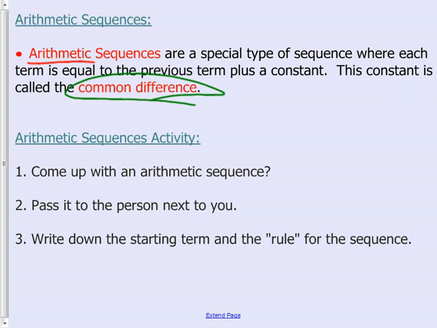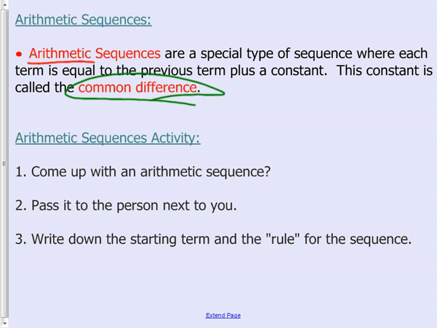All right, this activity I would like to actually try. You're going to come up with a sequence. You're going to pass it to the person next to you. Actually, you're just going to turn your iPad their way. And then you're going to try to figure out the first 3 terms, just to save us time, of their sequence. And they're going to figure out the first 3 terms of your sequence.